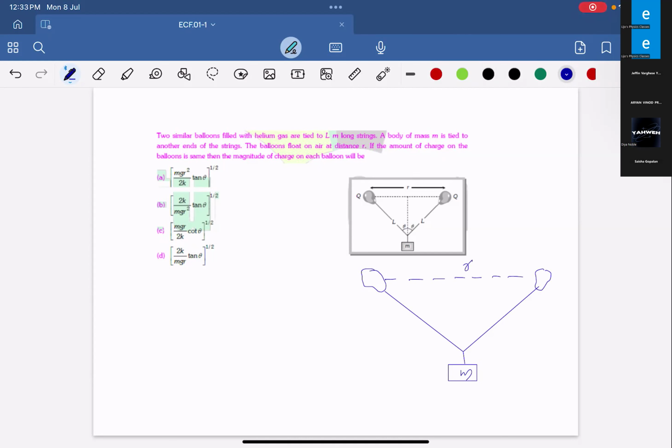First of all, this is having a charge of q. They are asking about the charges. This is having a charge of q. This is also having a charge of q. Which means both are identical charges, so they are repelling each other. They are repelling each other with a force.